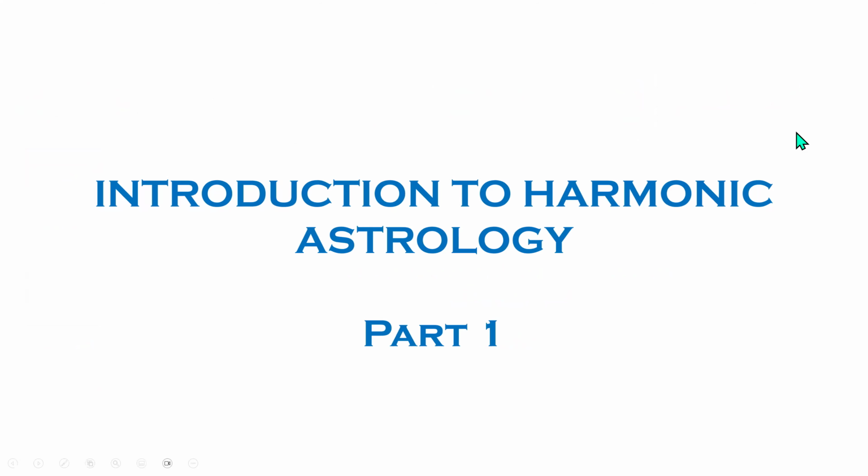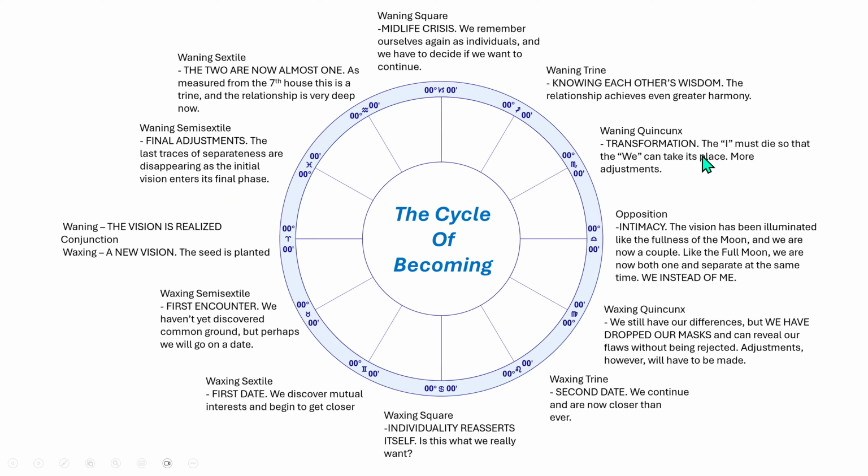And I'm ready. Introduction to Harmonic Astrology, Part 1. Okay, now, before I talk about anything else, I have to review what I and others call the cycle of becoming. This is a 12-phase cycle, a cycle or circle broken up into 12 phases, and this applies to any cycle whatsoever, whether it's a 360-degree cycle or a 30-degree cycle. And it's the signs of the zodiac that represent these 12 phases.